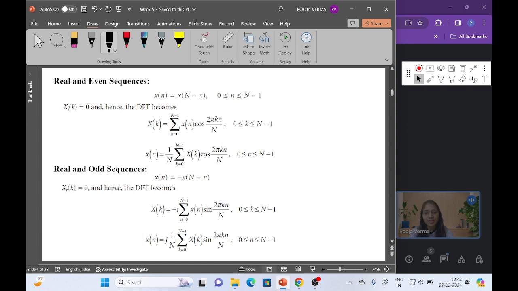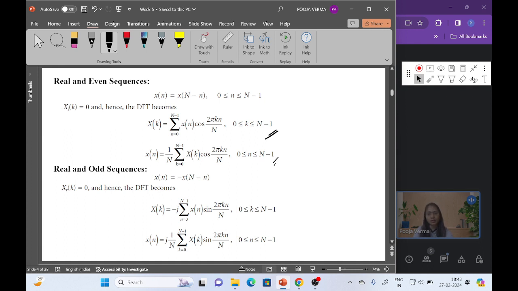So in that case, if the imaginary part is zero, the DFT becomes X of k equals summation of n equals 0 to N minus 1 x of n cos 2 pi kn divided by N, where k varies from 0 to N minus 1 and n also varies from 0 to N minus 1. The DFT will be a finite sequence only. And if you find the inverse DFT, x of n equals 1 by N summation of k equals 0 to N minus 1 X of k cos 2 pi kn divided by N, where n varies from 0 to N minus 1.